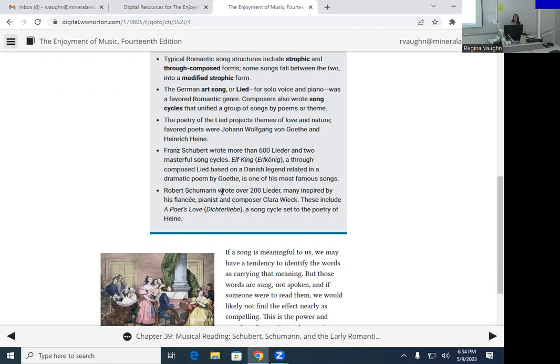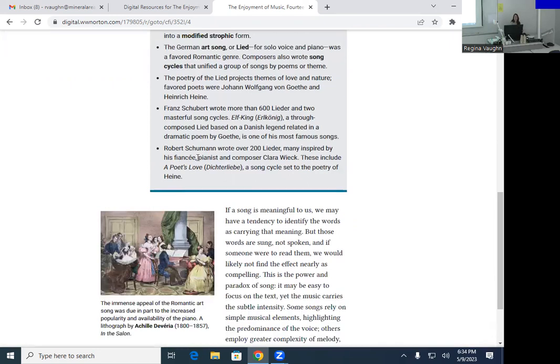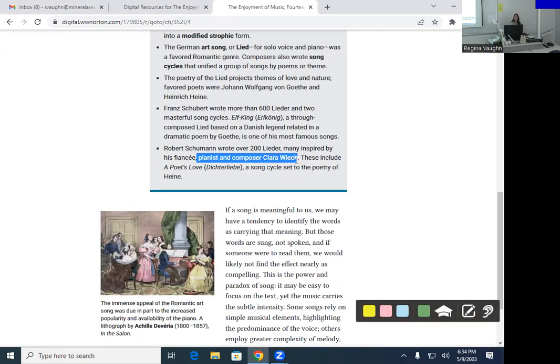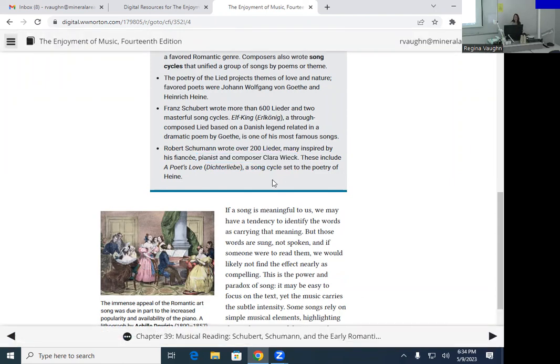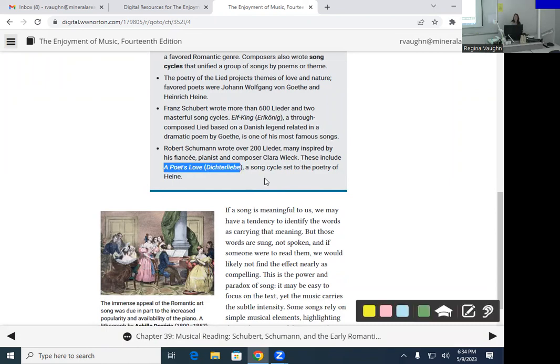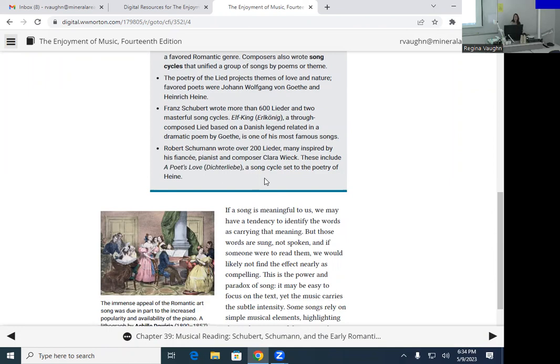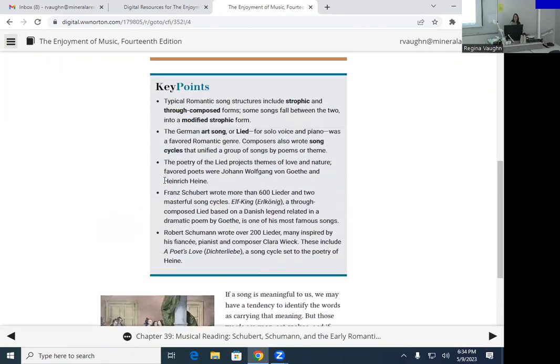Robert Schumann wrote over 200 lieder. And he was inspired very much by his fiancée, who was an excellent piano player and a composer in her own right, Clara Wieck. And then they got married and she was Clara Wieck Schumann. One of Schumann's song cycles is A Poet's Love, Dichterliebe, which is a song cycle set to the poetry of Heinrich Heine, who we just mentioned.